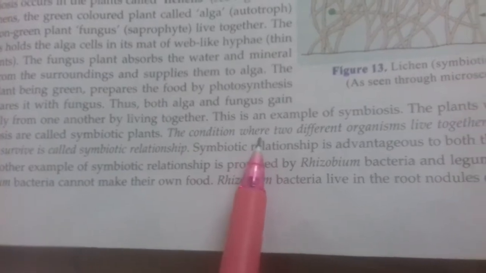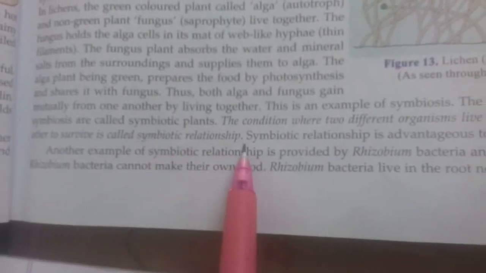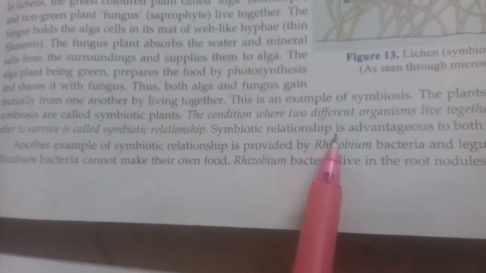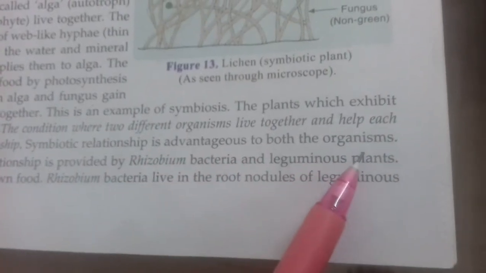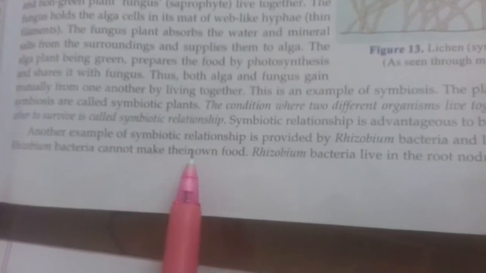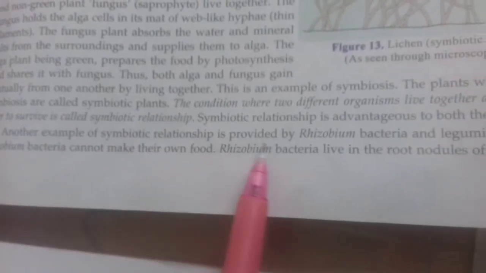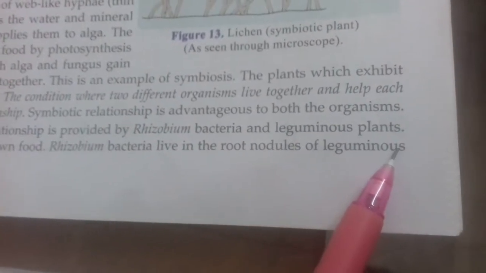The condition where two different organisms live together and help each other to survive is called a symbiotic relationship. A symbiotic relationship is advantageous to both of the organisms. Another example of a symbiotic relationship is provided by Rhizobium bacteria and leguminous plants.